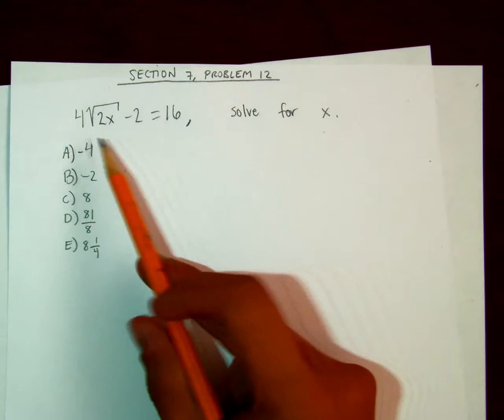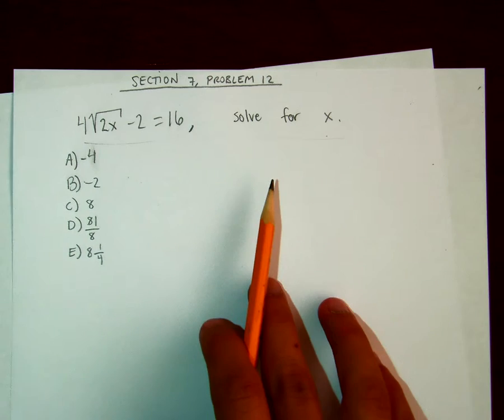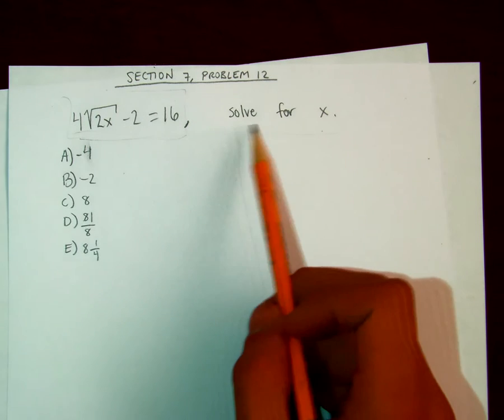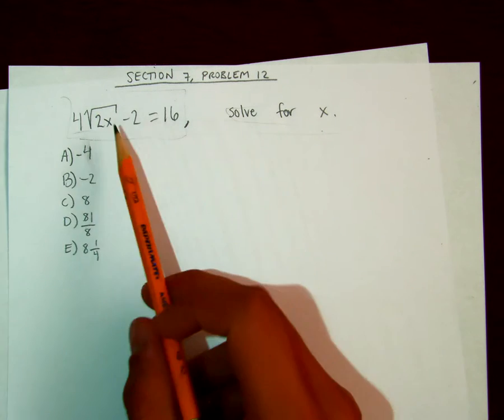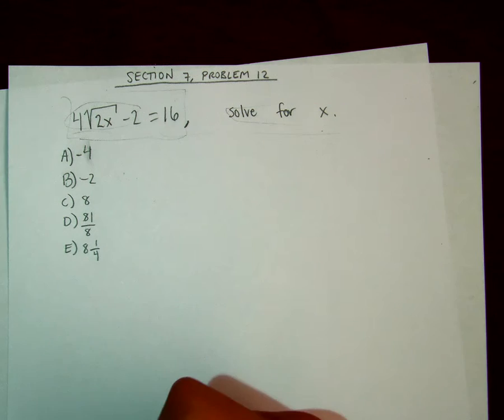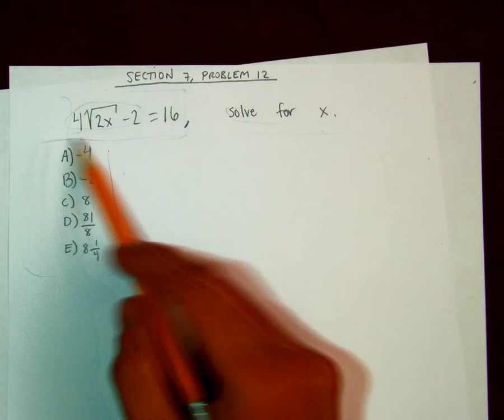So this is the problem we're working on today, and the equation we're solving. We must solve for x, and to do so we must move all values on the x side to the other side to leave the x alone. And these are the options for the final answer.